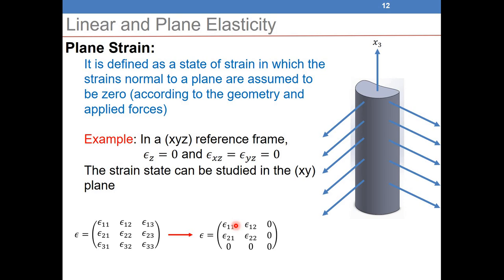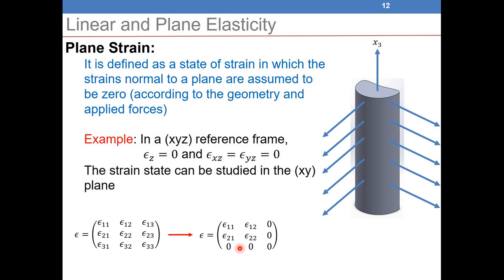So let's define what's plane strain. Plane strain is defined as a state of strain, when we define a strain tensor, in which the strains normal to a plane are assumed to be 0. So for example, if I have an XYZ reference frame, if I have epsilon z equal to 0, and all the shear strains depending on z, so epsilon xz and epsilon yz, are equal to 0, in this case we call it a plane strain.